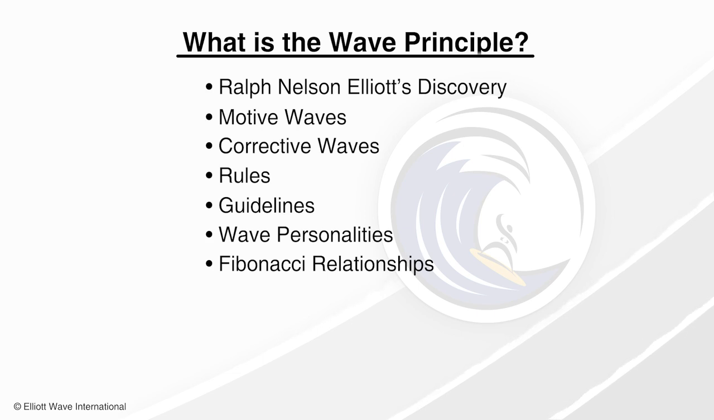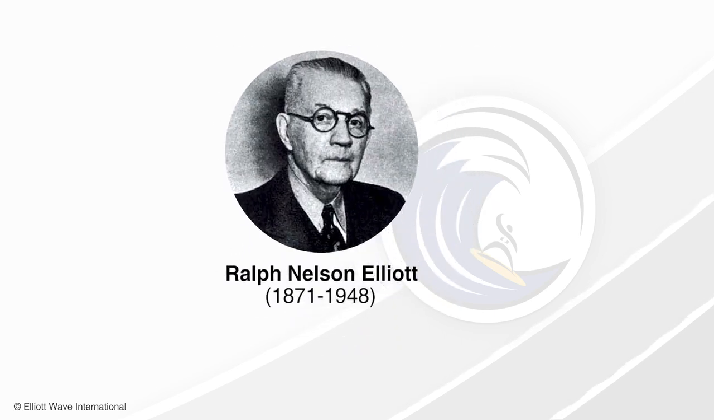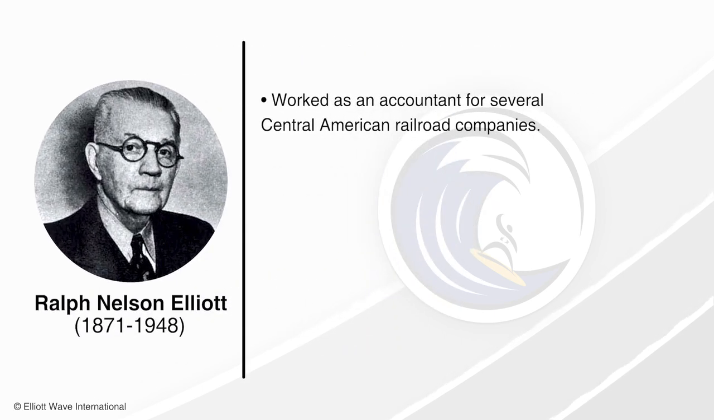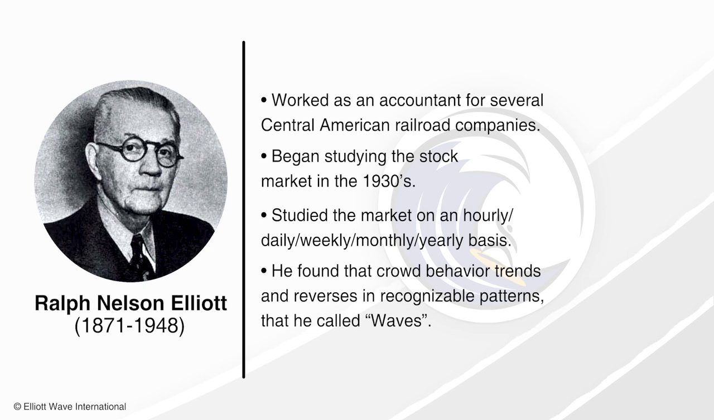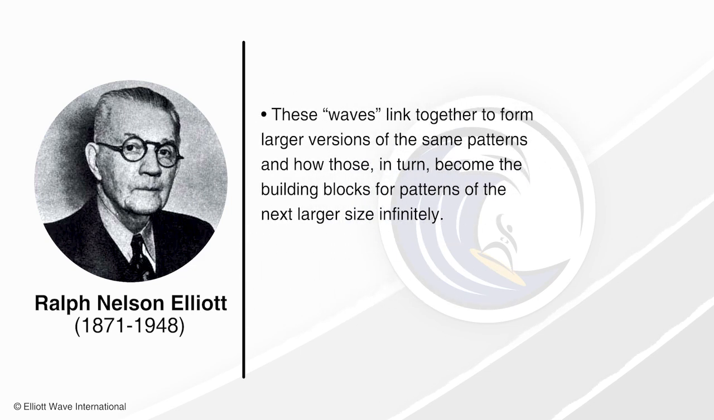Before getting into the wave principle, let's first look at the man who discovered it, Ralph Nelson Elliott. An accountant by trade, Elliott studied the stock market back in the 1930s. He looked at charts of the Dow Jones Industrial Average on an hourly, daily, weekly, monthly, and yearly basis. And what he found was crowd behavior, trends and reverses, and certain recognizable patterns that he called waves. He found that these structures link together to form larger versions of the same pattern, and those in turn become the building blocks for patterns of the next larger size, and so on.